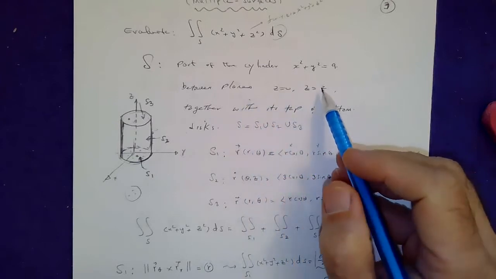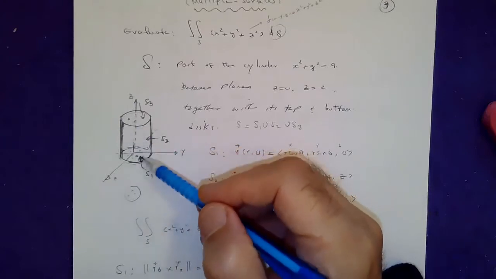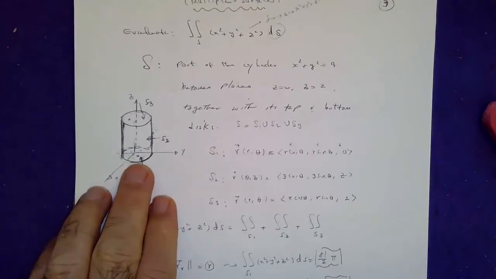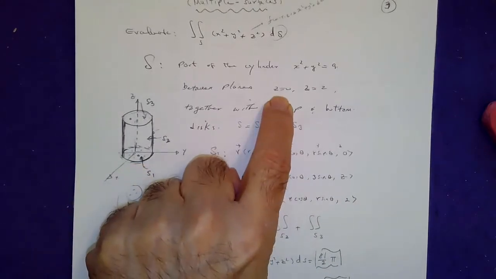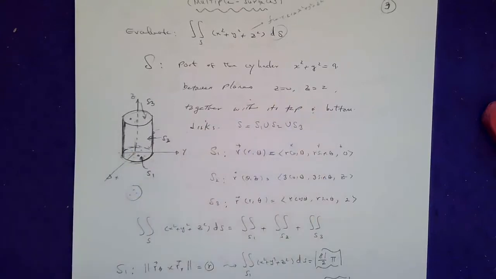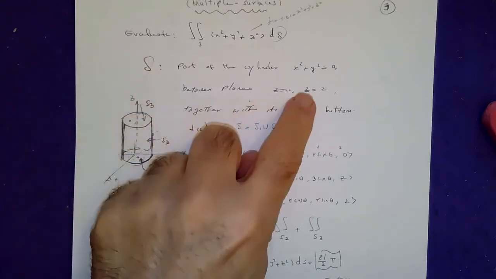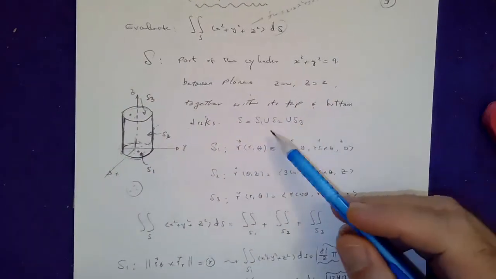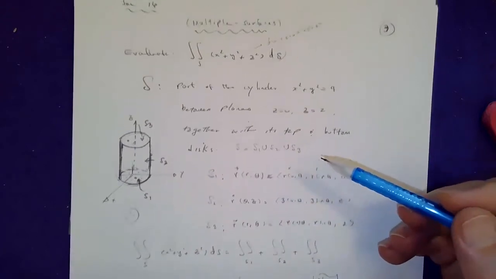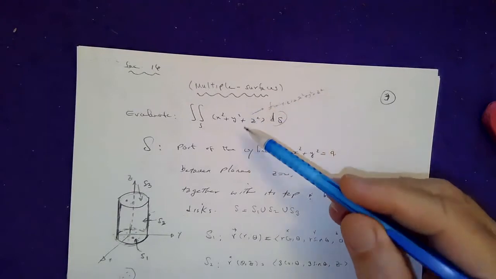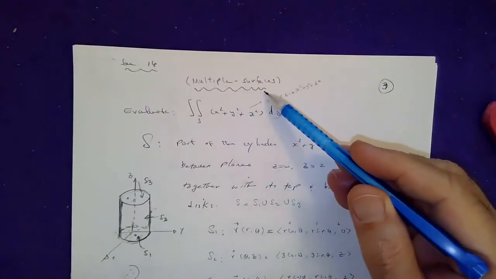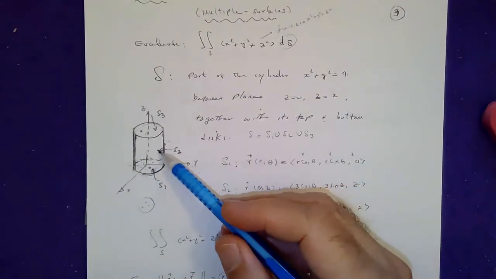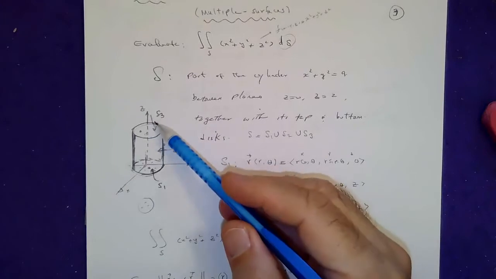to 0 and 2. So in other words, this PVC pipe is open at the top, and it's closed at the bottom. This is the equation of the bottom. This is the equation of the top. In other words, the height of the cylinder is 2 units of length, together with its top and bottom. So this is a typical example of evaluating a surface integral over multiple surfaces. Notice here you have three surfaces: S1 the bottom, S2 the sides, and S3 the top.